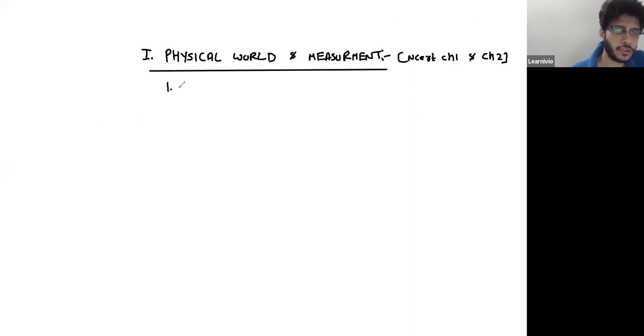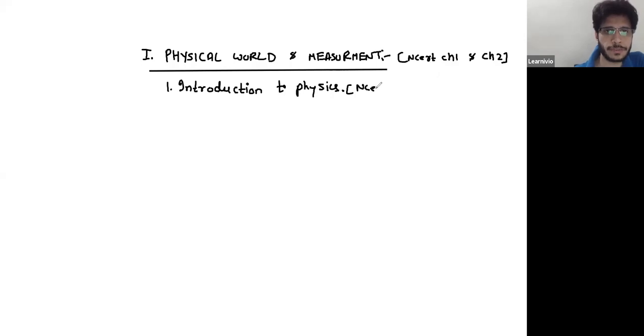We divide this first unit into 3 chapters. The first one is Introduction to Physics. This is basically chapter number 1 of NCERT, a very introductory chapter. There's nothing in this chapter that I can teach you. There's only the name of the scientist and the theory. So I'm not considering chapter number 1 here.